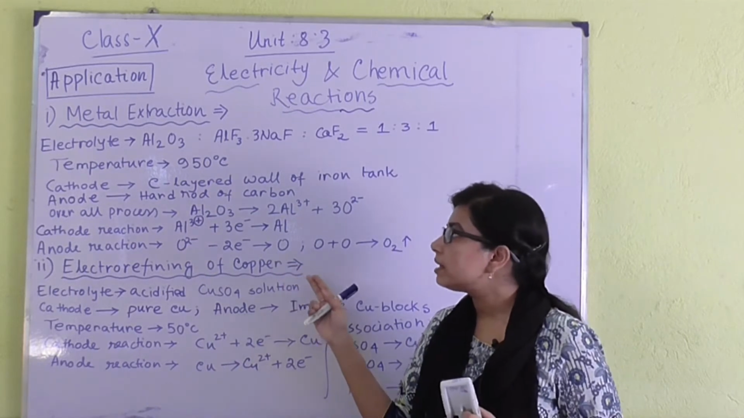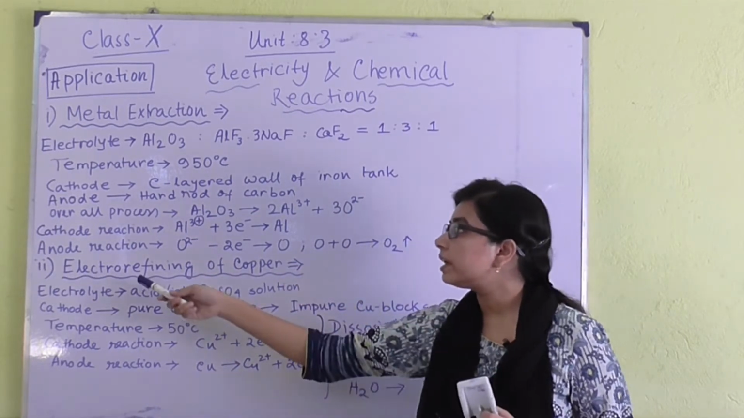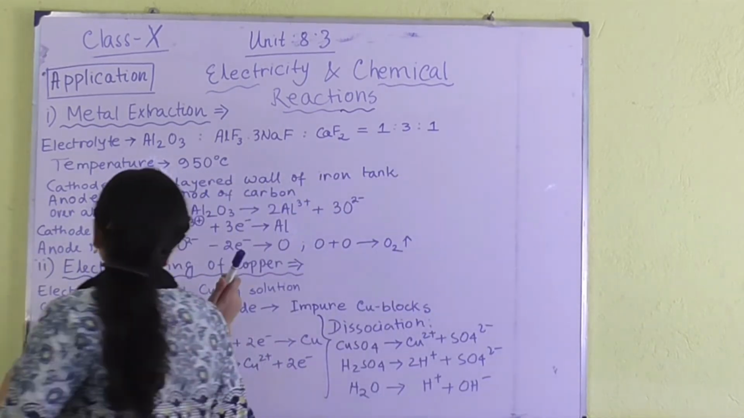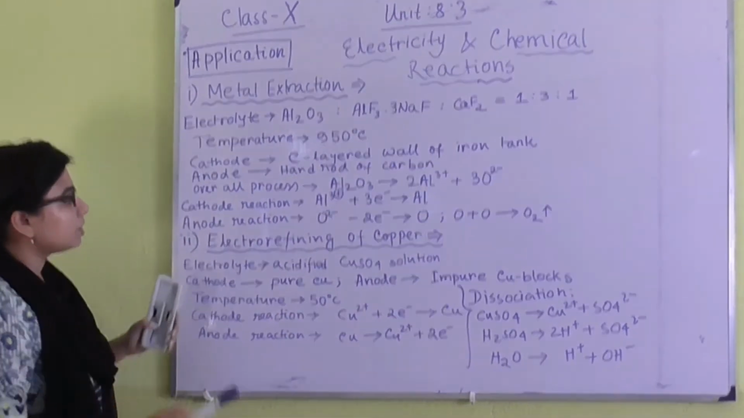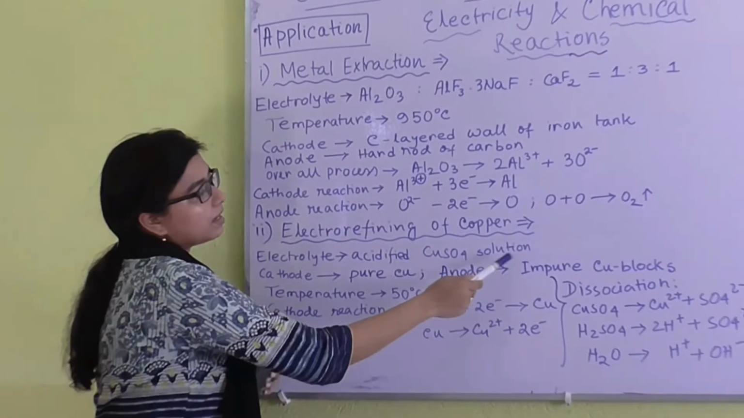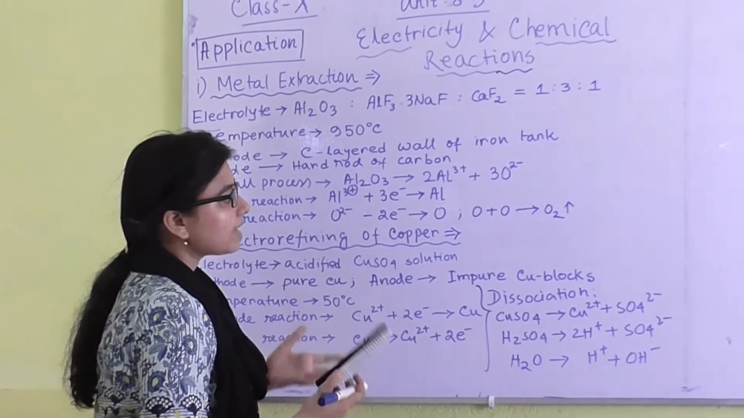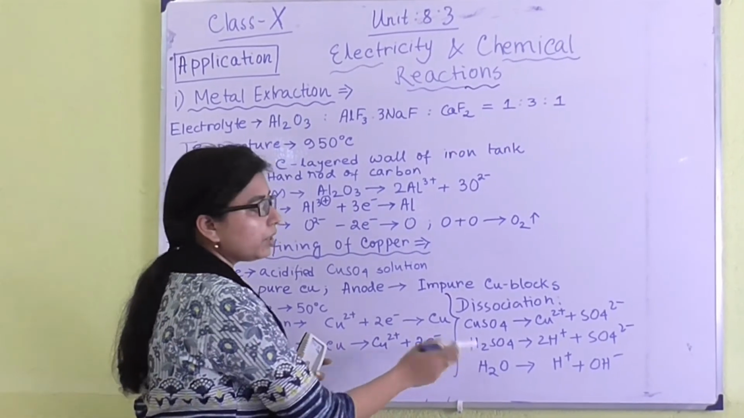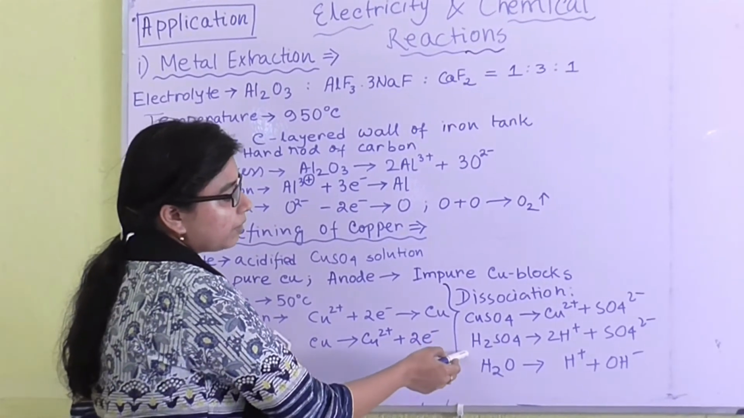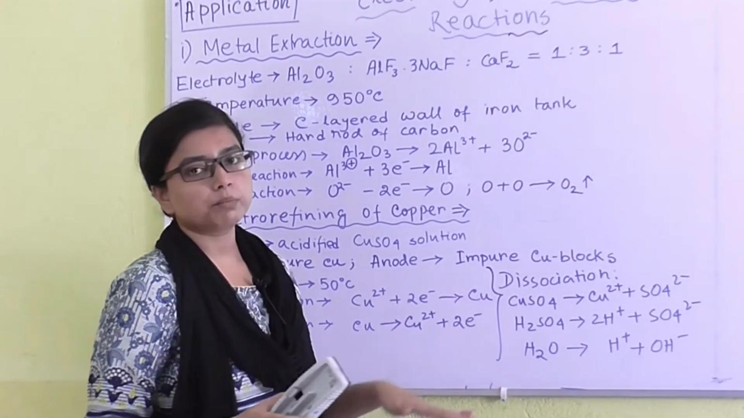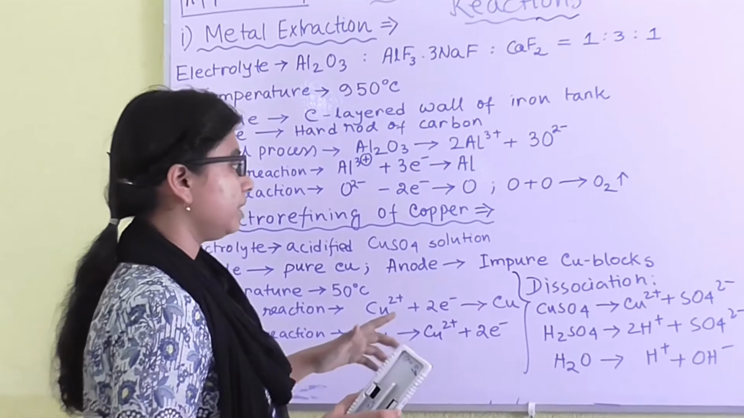Now, according to our syllabus, the next application is electro-refining of copper. In this case we have to take acidified copper sulfate solution as the electrolyte, and as the acid we can take sulfuric acid. Sulfuric acid, water, and copper sulfate. Actually, we have three components in the voltameter ultimately.